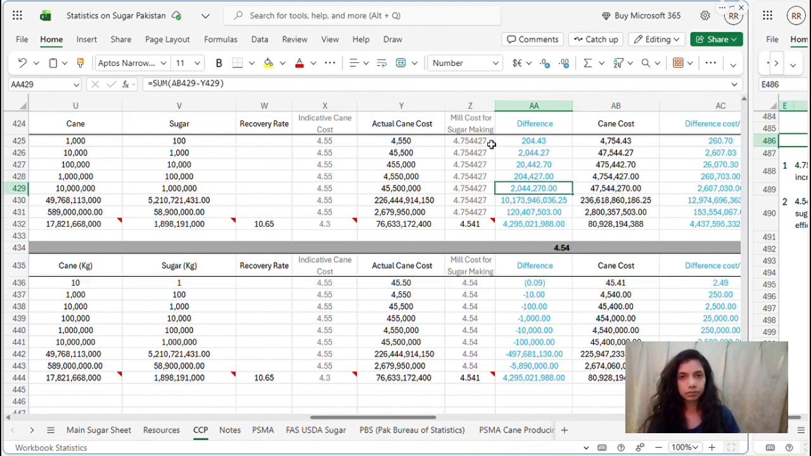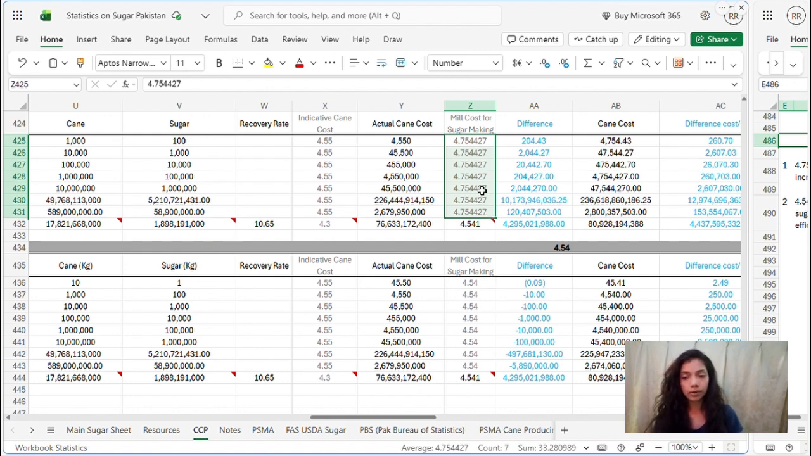Just the difference actually starts to occur when the number here, 4.75, that we have discussed in previous videos, how we came at this number and this number. So in this column, in this Z column, the difference is of 4.75 to 4.54.